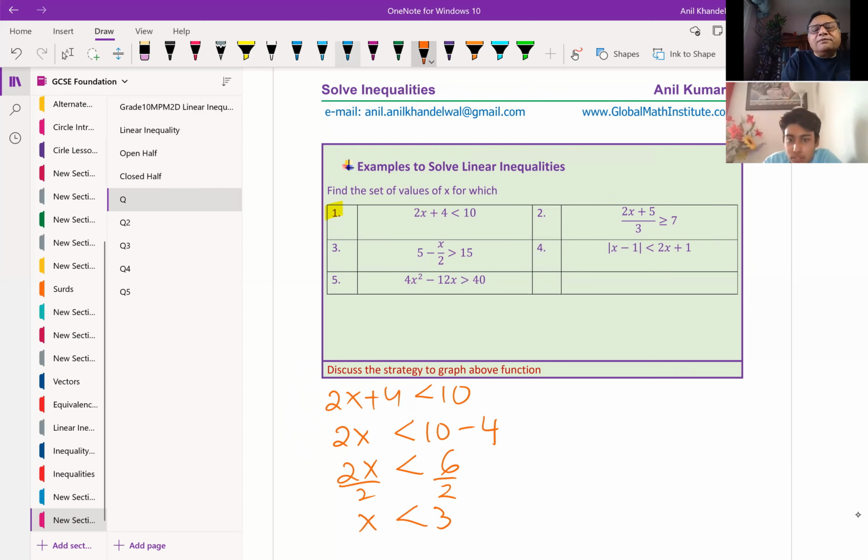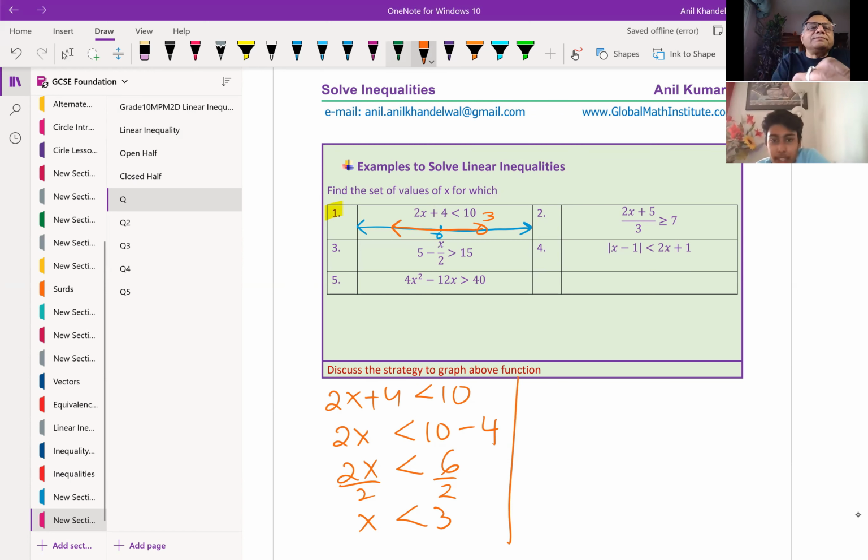Let me draw it here itself. If I have a number line here, let's say this is my 0. In that case, the solution is x is less than 3. I'll have an open circle here, and I'll have a line which is going left. So that becomes the solution where the open circle is at 3. So that is the solution of part 1. Clear? Yes, sir. Can you solve question number 2 now and tell me the answer?